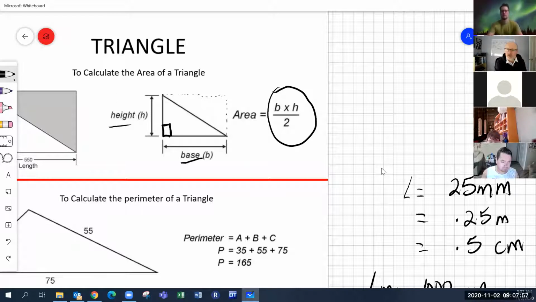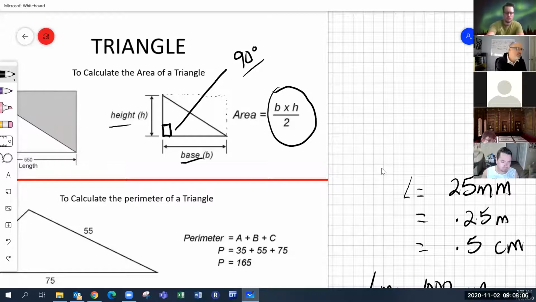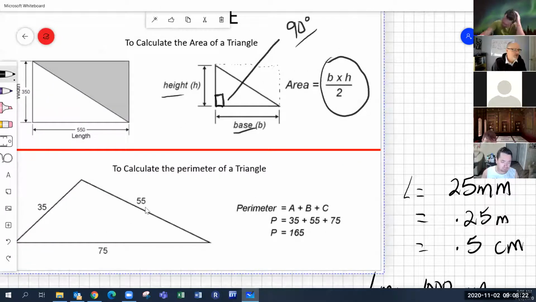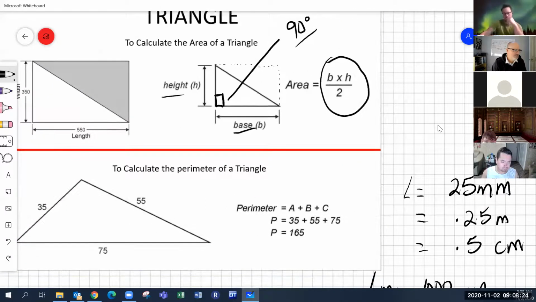Does everybody know what I mean when I say right angle triangle? When I say right angle triangle, this has to have a 90-degree angle in it. Anytime I say right angle triangle, it has to have a 90-degree angle. We cannot do the area of the lower one for the perimeter one. We can't do that, okay?